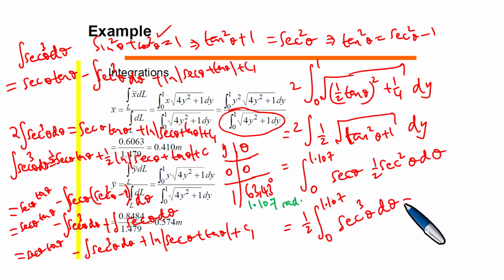I'm saying this because when you get to this point, what is then this integral? It's 1/2 of sec theta tan theta plus the ln of sec theta plus tan theta, evaluated from 0 to 1.107.